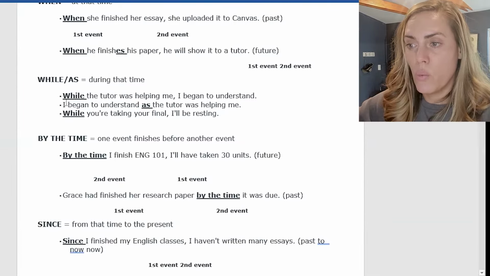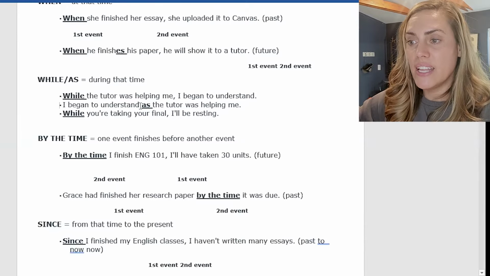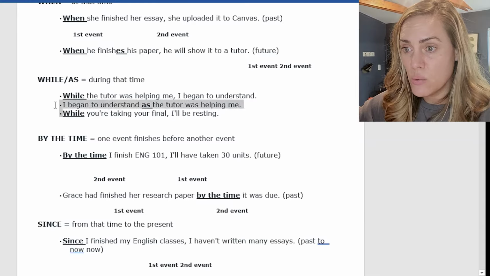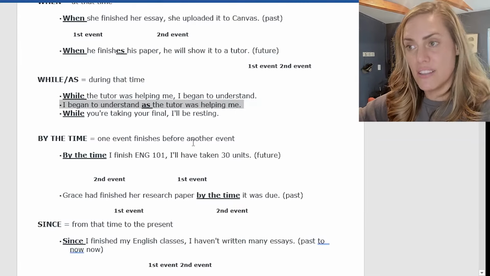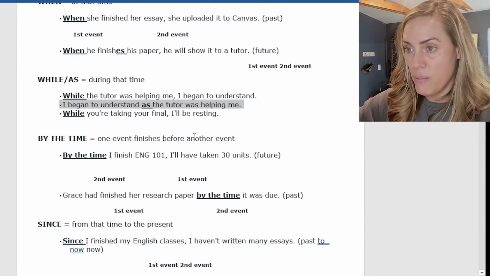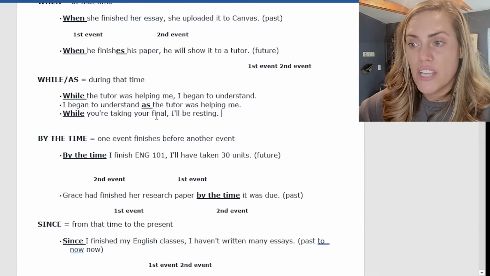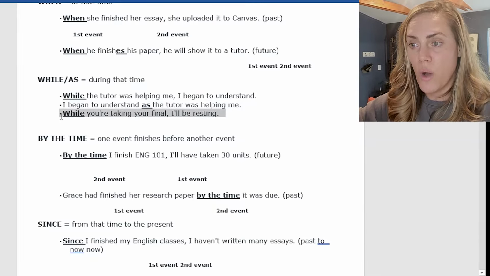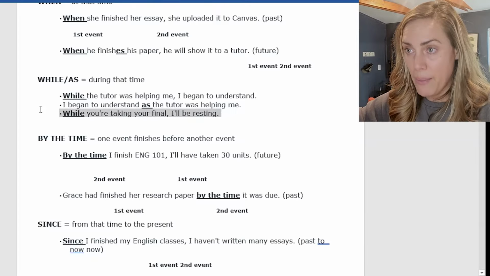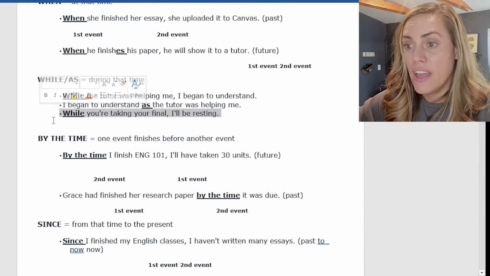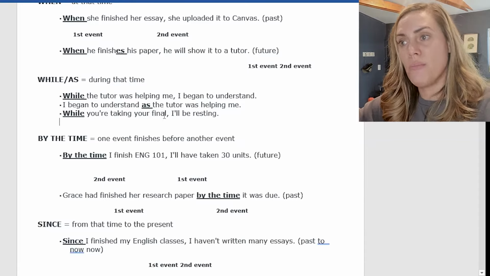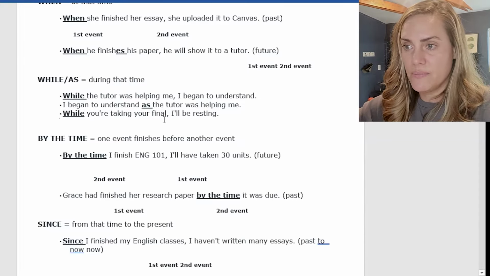Here's another one with while or as. I began to understand as the tutor was helping me. And notice in this one, we put the adverb clause in the middle of the sentence, and there's no comma there. While you're taking your final, I'll be resting. Here, we're using while to show two things will be happening at the same time. And don't forget, you start with an adverb clause, then you have a comma before that independent clause.